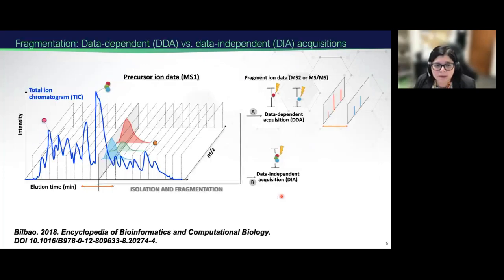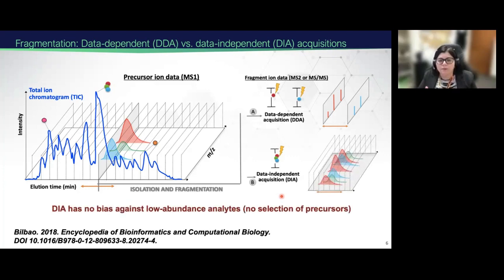Now, regarding fragmentation, how we can collect fragmentation data. As you may be aware, there are two main techniques to collect fragmentation data. The traditional one is data-dependent acquisition, where the instrument is set up to select individual ions and serially isolate them and fragment them to collect the MS2 spectra. The difference compared with data-independent acquisition is that it systematically fragments all the ions within a given time point without selecting single ions. And this allows us to collect data that has no bias against the low abundance ions, meaning it will fragment all ions that are eluting at that time point.